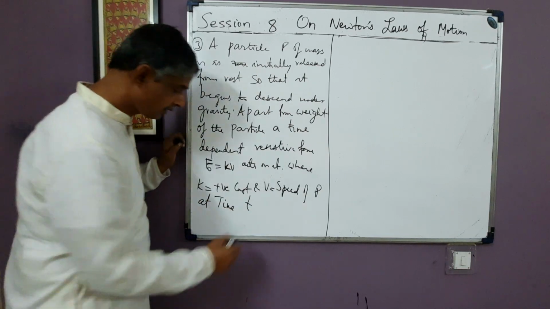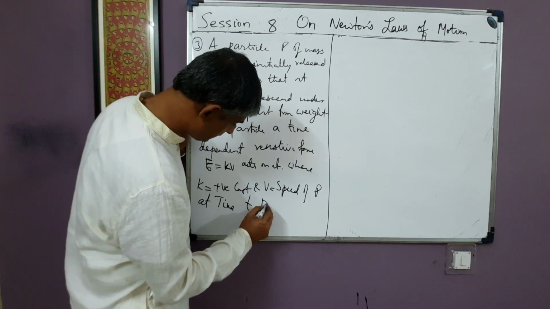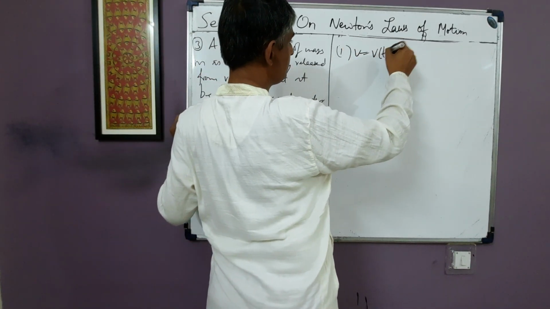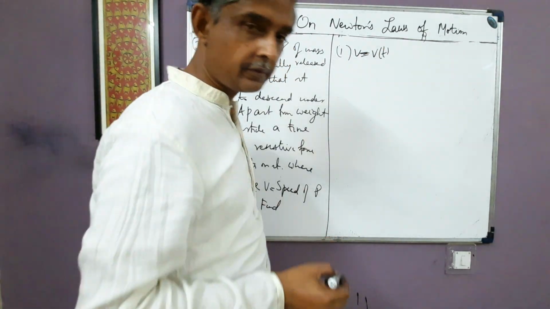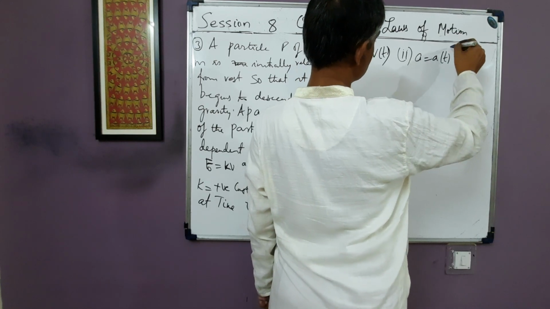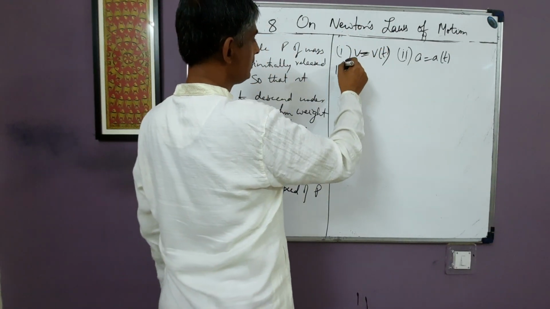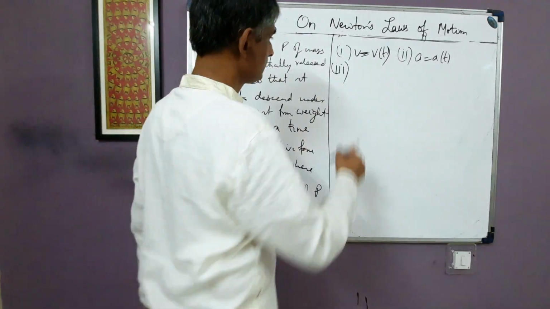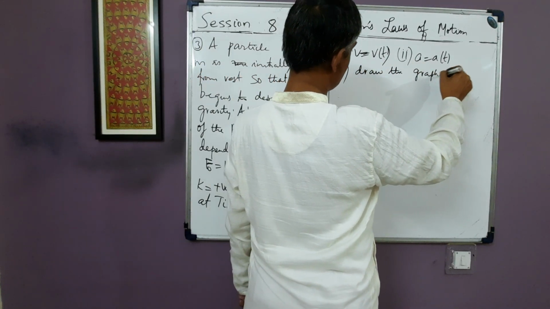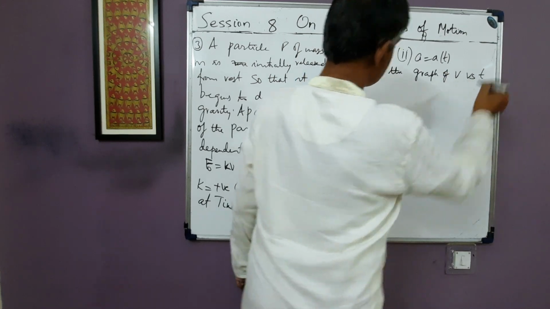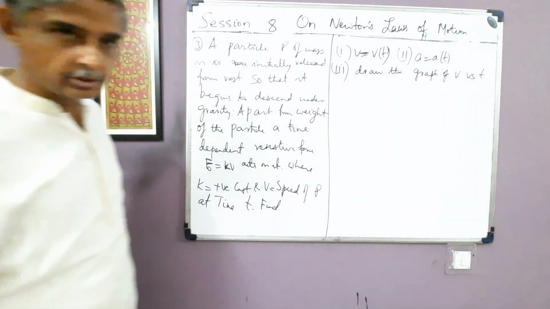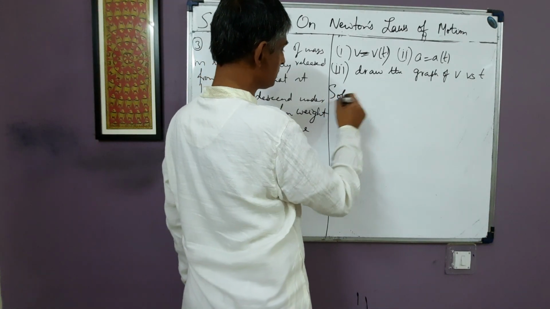Okay, the question is: find first, velocity v of the point as a function of time. Second, acceleration a as a function of time. And third, draw the graph of v versus t. These three things we have to find out. Okay, so I solve the problem here.